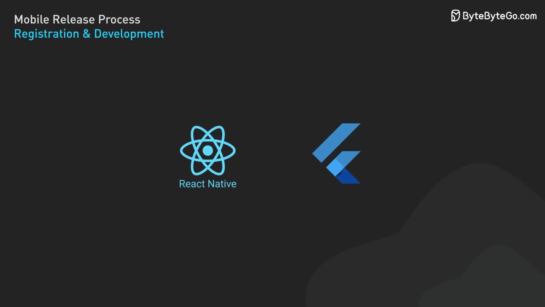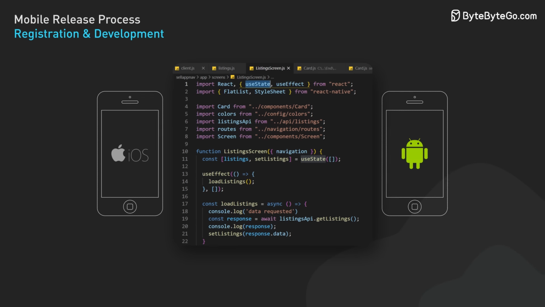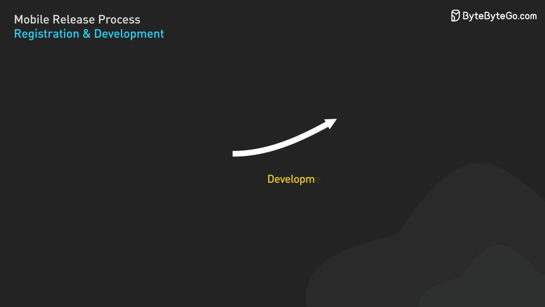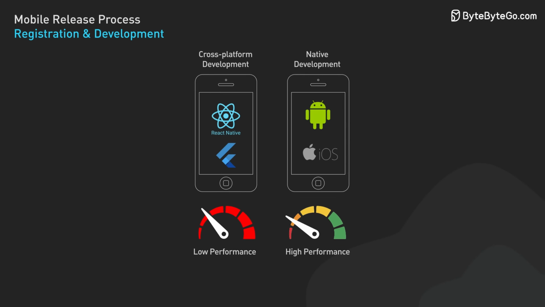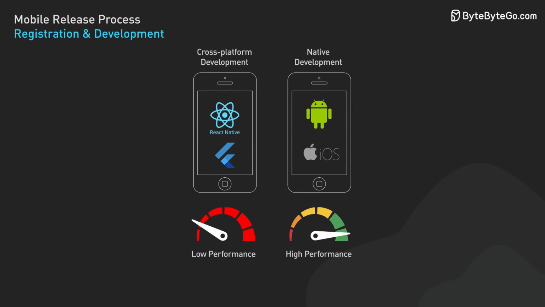Alternatively, we might opt for a cross-platform development tool like React Native or Flutter. These let us write code once and deploy it on both platforms. They can speed up development and reduce costs. However, they may not always offer the same performance or access to device-specific features as native development.